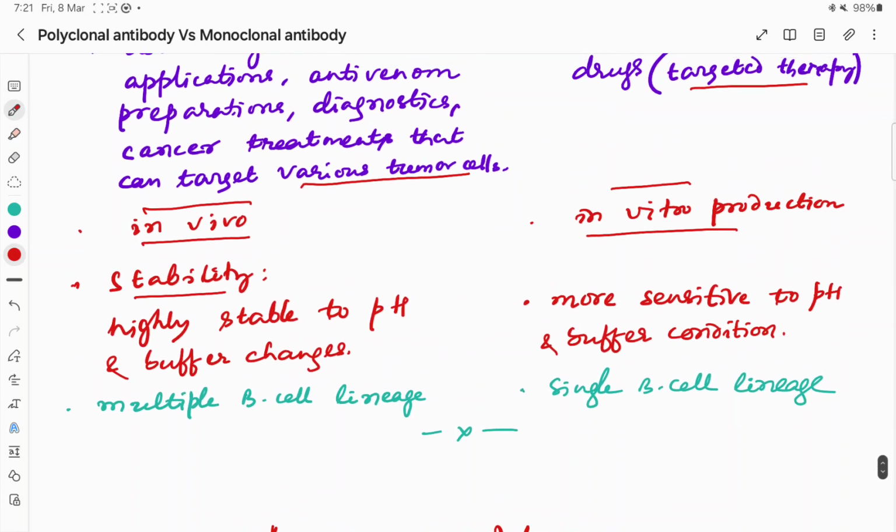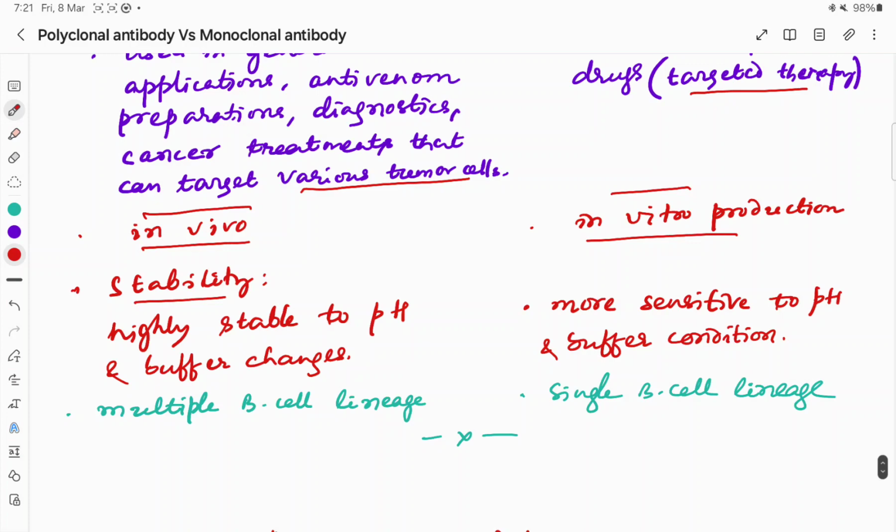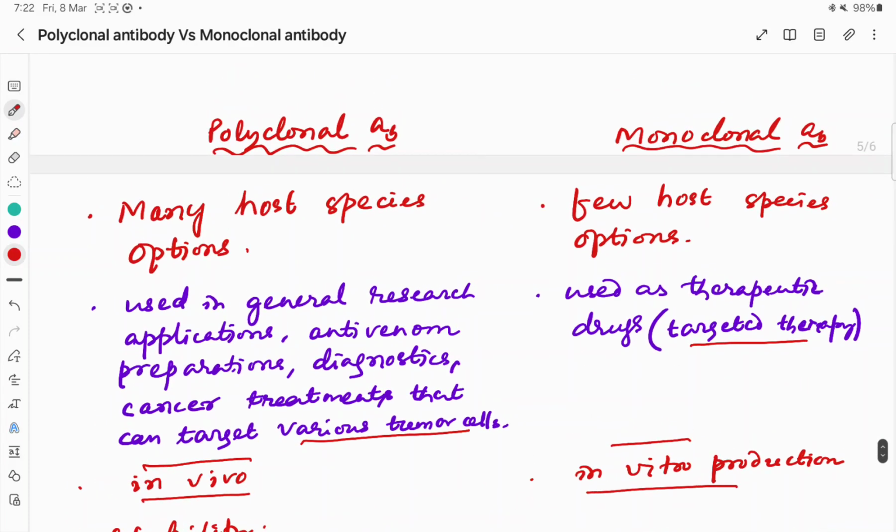And if we see the stability, polyclonal antibodies are highly stable to pH and buffer changes, whereas monoclonal antibodies are more sensitive to pH and buffer conditions. And polyclonal antibodies come from multiple clones of B lymphocytes or B cell lineage, and monoclonal is a single B cell lineage or single clone of B lymphocytes. So this is all about the difference between polyclonal antibodies and monoclonal antibodies.